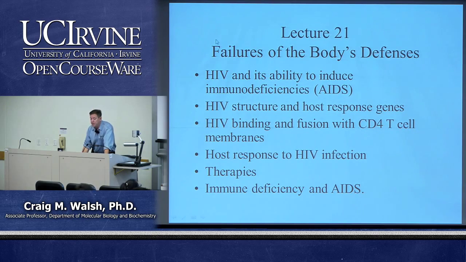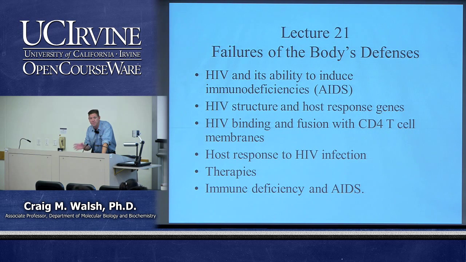But today we're going to be talking specifically about a virus called HIV, the human immunodeficiency virus, and how that can then lead to acquired immune deficiencies and results in something called AIDS, which is acquired immune deficiency syndrome. So we'll talk about that. We'll talk about the structure of the HIV virus, as well as some of the host response genes. And we'll also talk about how the HIV virus gets into CD4 T cells.